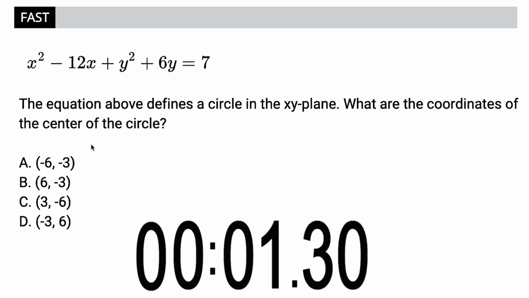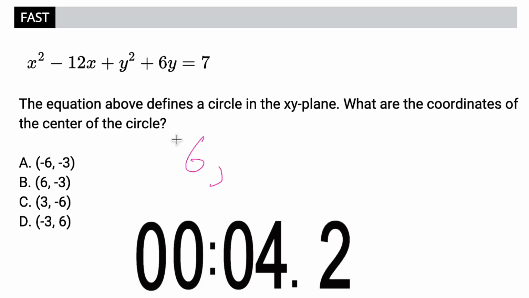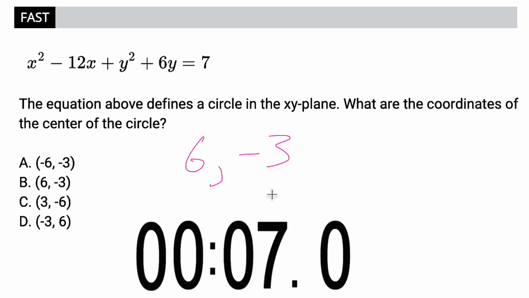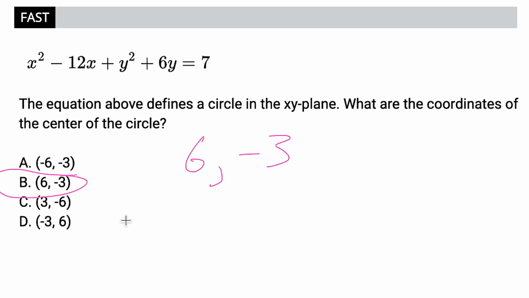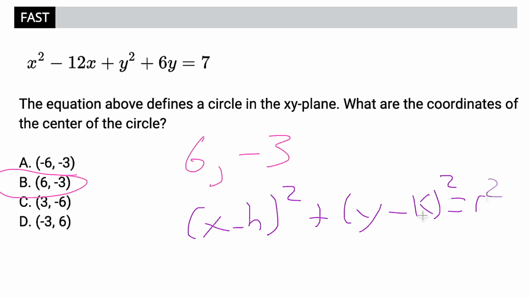All right, last one here. We've got +6, -3. Okay, that is, boom. I might have taken more than 10 seconds because it took me forever to actually circle the answer, but that is my answer. And how in the heck did I get that so fast? It's because I'm very familiar with the circle equation, which is x minus h squared plus y minus k squared equals r squared. H and k are the center of my circle.